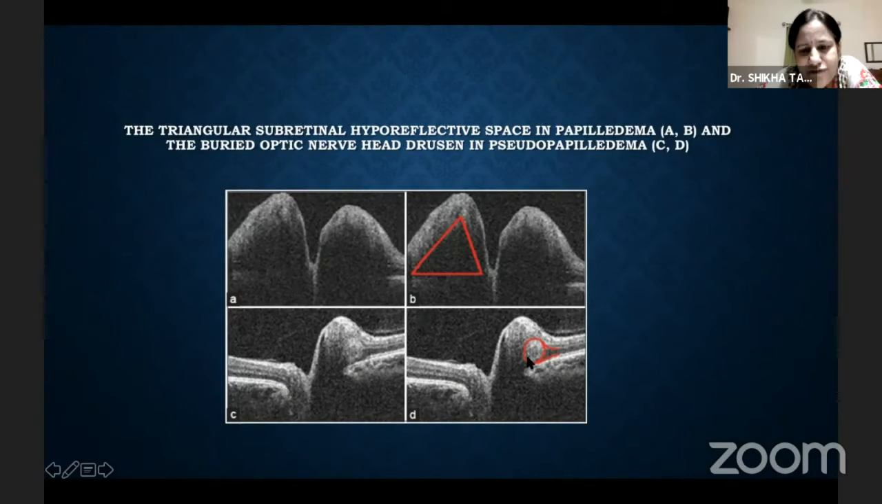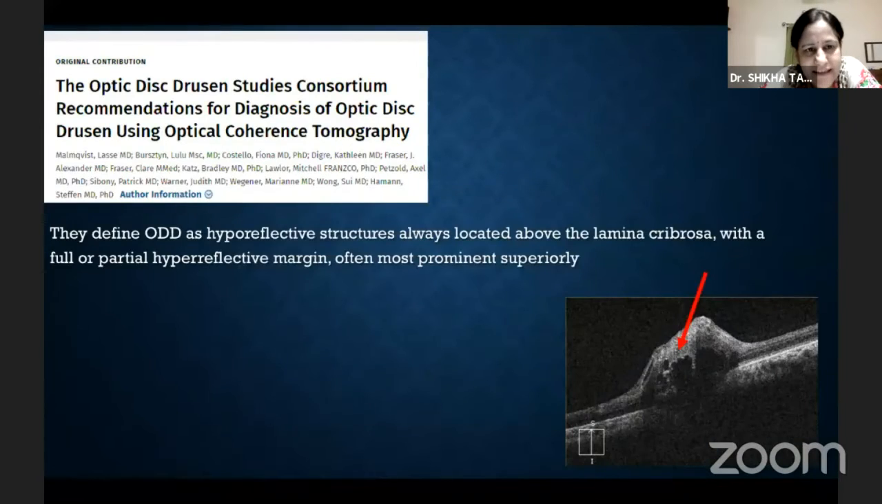Whereas in case of pseudoedema, we noticed that there was a hyperreflective echo. Instead of this large hyporeflective triangular area, this space was filled with this hyperreflective echo, which at that point we thought was the direct visualization of the drusen. There were many studies at that time which claimed similar things, and there was a lot of confusion around the topic.